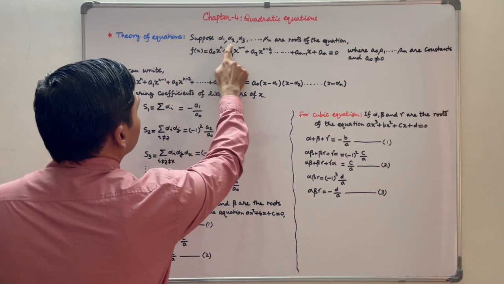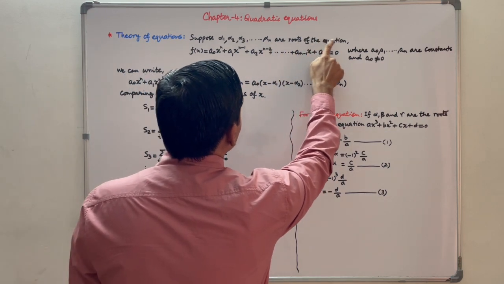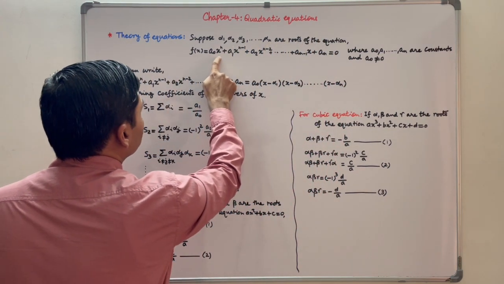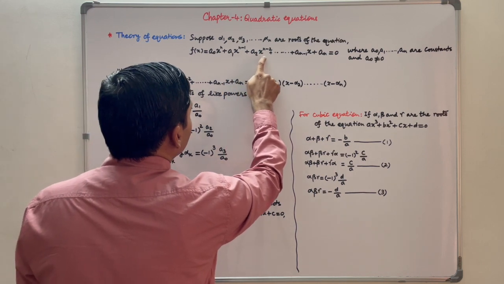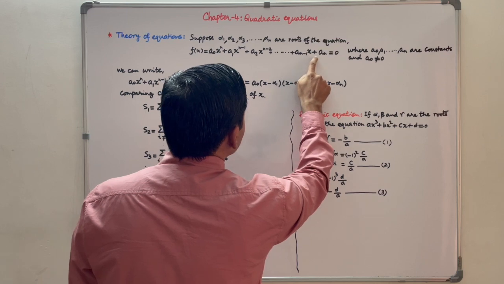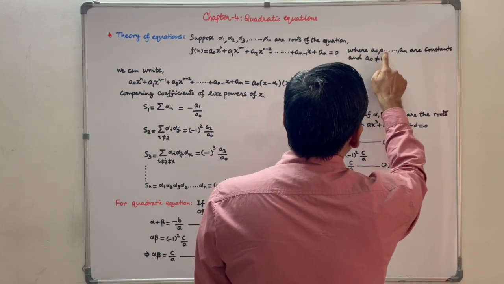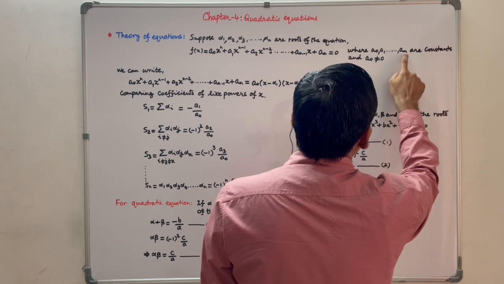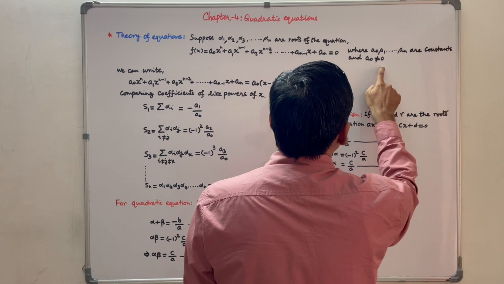Suppose alpha 1, alpha 2, alpha 3 and so on up to alpha n are roots of the equation a0 x to power n plus a1 x to power n minus 1 plus a2 x to power n minus 2 plus and so on up to an minus 1 x plus an is equal to 0, where a0, a1, a2 and so on up to an are constants and a0 is not equal to 0.